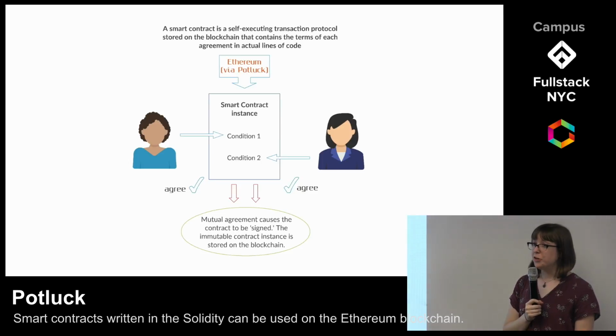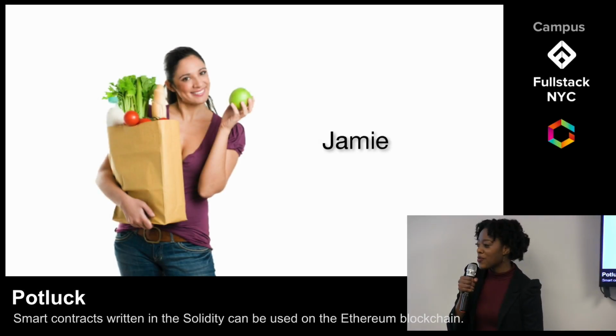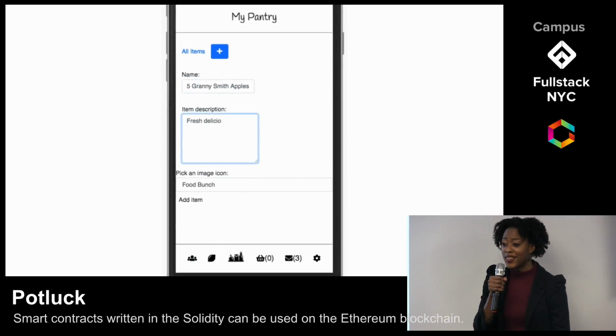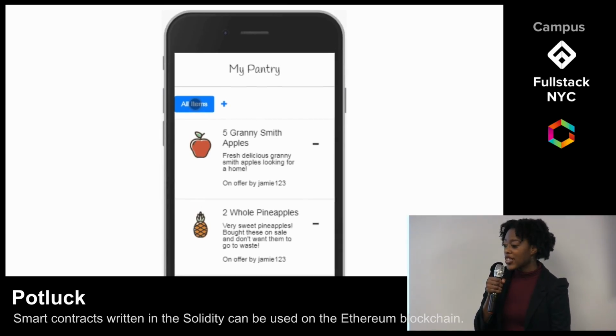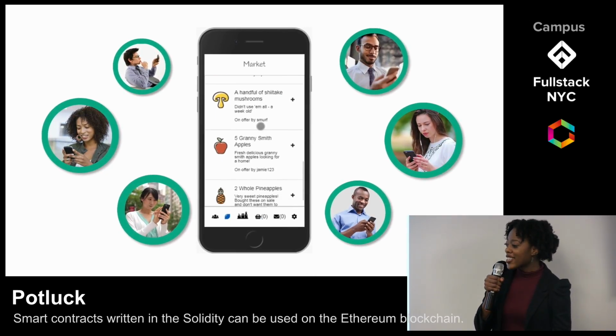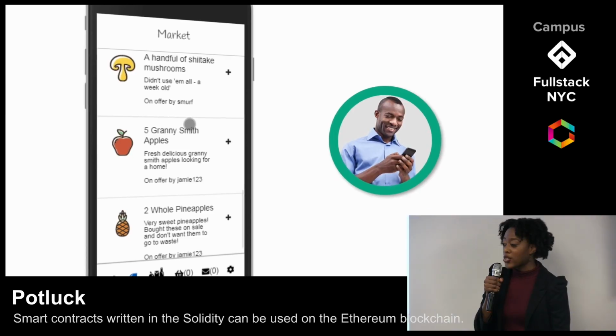Most of you have probably heard of Bitcoin, but we were excited to explore alternative uses for blockchain technology outside of cryptocurrency. So here's Jamie. She bought a big bag of apples and there's no way she can eat them all, but no worries because Potluck is here to help. She just adds them to her pantry and now everyone in her network can see that she has apples up for trade. Mark is in her network, so let's take a closer look at Mark's rendered view.